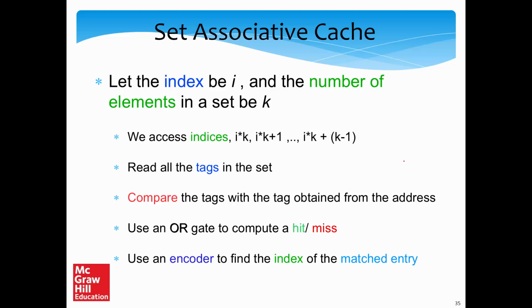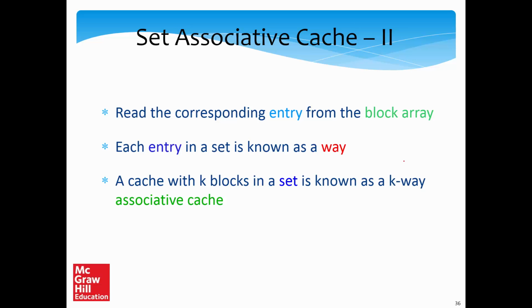We compare the tags with the tag obtained from the address. We then use an OR gate to compute a hit or miss. And finally, we use an encoder to find the index of the matched entry. After that, we read the corresponding entry from the block array.